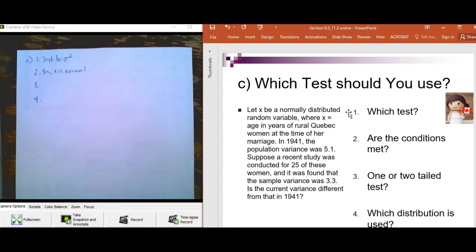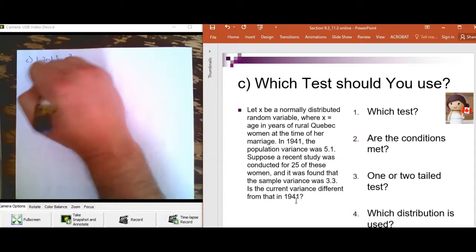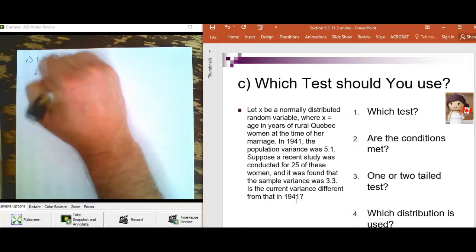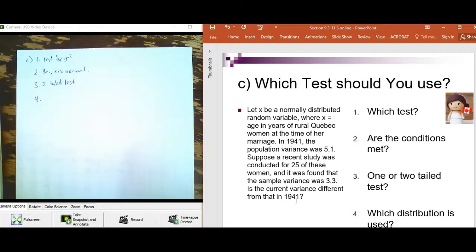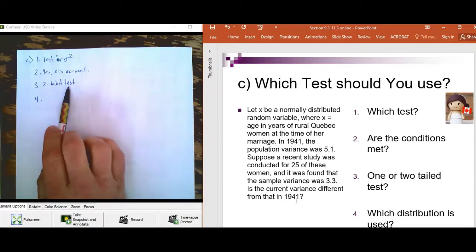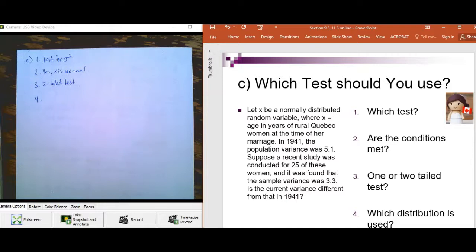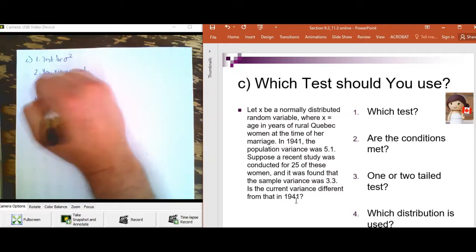Is this a one- or two-tailed test? Let's see what we're testing. Is the current variance different from 1941? It doesn't indicate a direction, so this is a two-tailed test. Remember, we would need to multiply the p-value by 2 if we were finding it. And which distribution is used? Recall, variance uses chi-square.